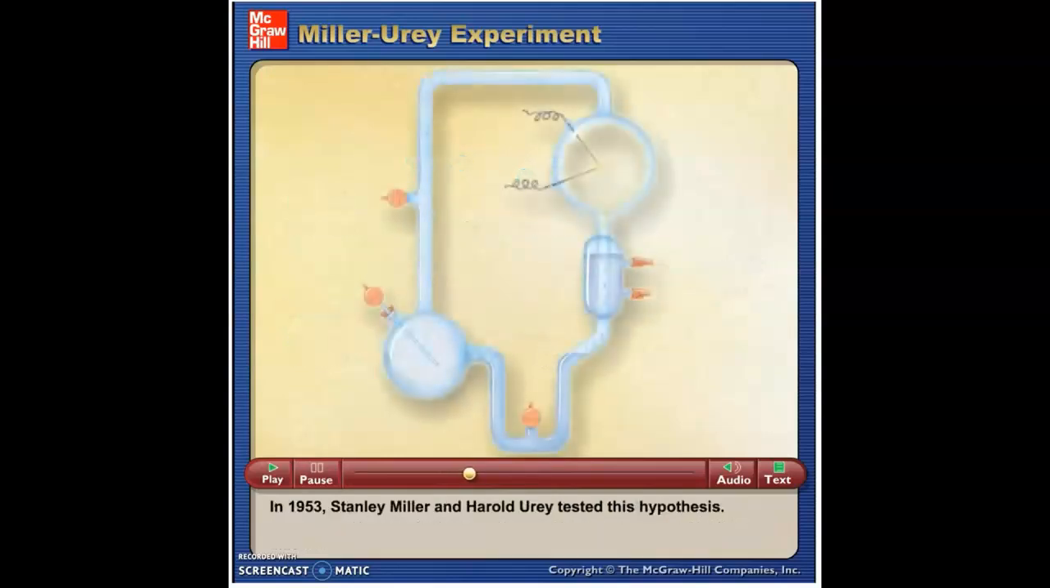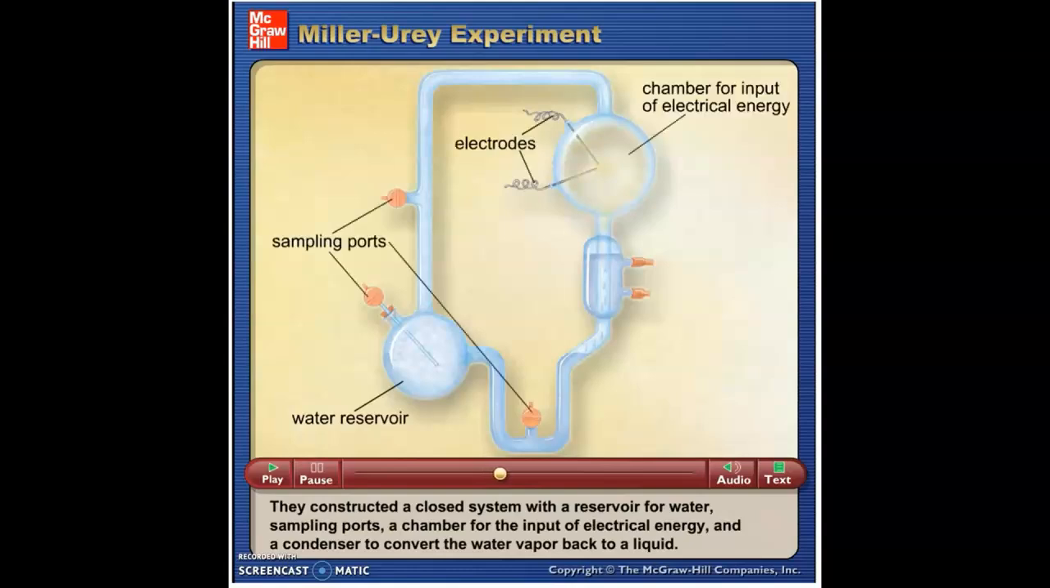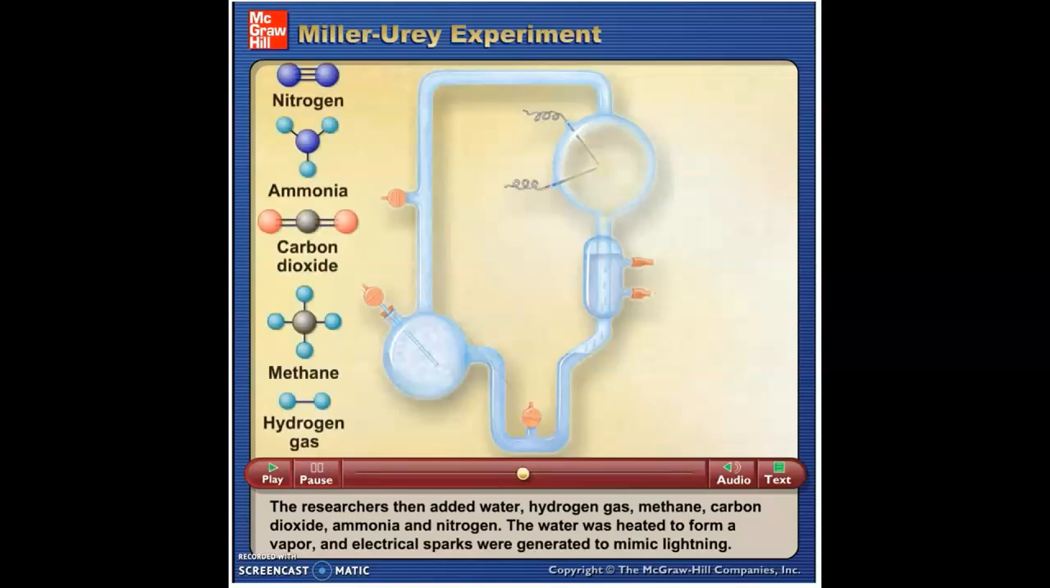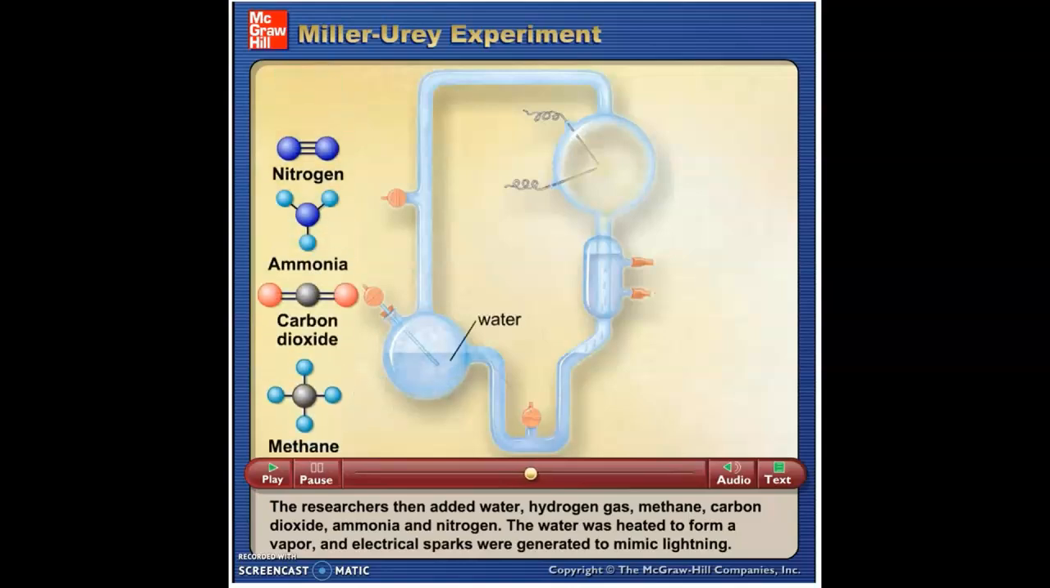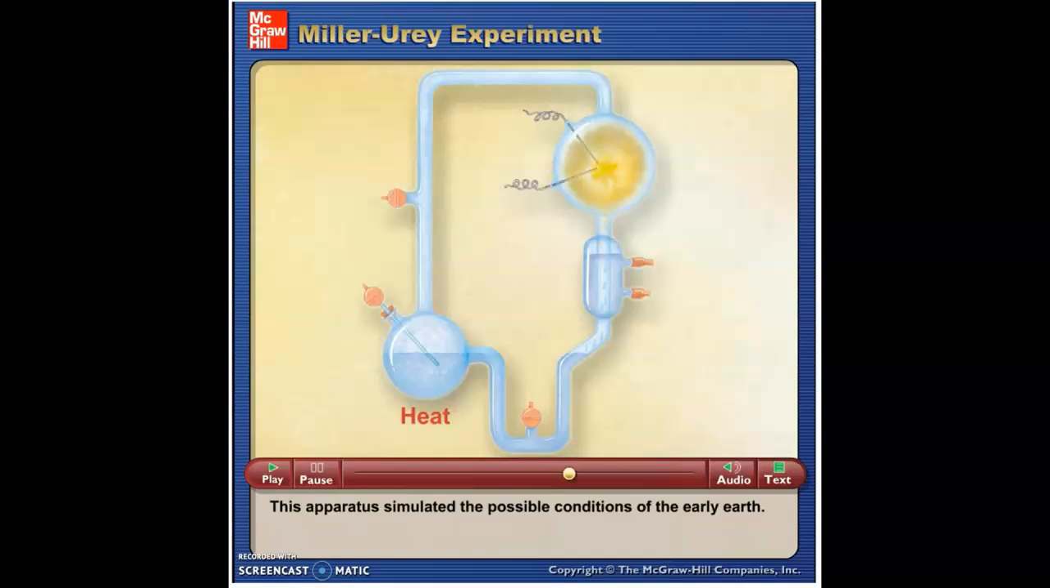In 1953, Stanley Miller and Harold Urey tested this hypothesis. They constructed a closed system with a reservoir for water, sampling ports, a chamber for the input of electrical energy, and a condenser to convert the water vapor back to a liquid. The researchers then added water, hydrogen gas, methane, carbon dioxide, ammonia, and nitrogen. The water was heated to form a vapor, and electrical sparks were generated to mimic lightning. This apparatus simulated the possible conditions of the early Earth.